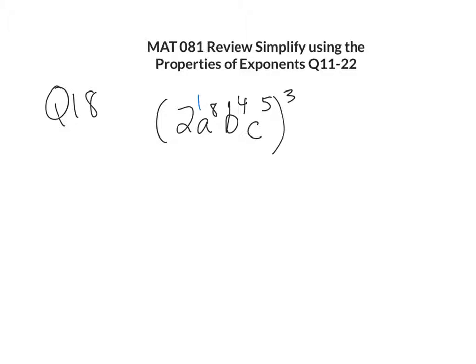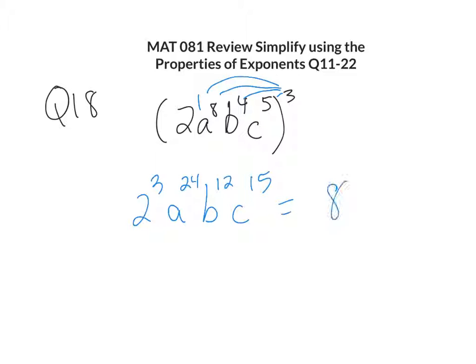Again, we're going to distribute that power. We're going to put 2 to the power of 3. A to the power of 8 times 3 is 24. B to the power of 4 times 3 is 12. And C to the power of 5 times 3 is 15. We can simplify that a little bit more by finding 2 to the 3rd. That's 2 times 2 times 2, which is 8. A to the 24th, B to the 12th, C to the 15th.